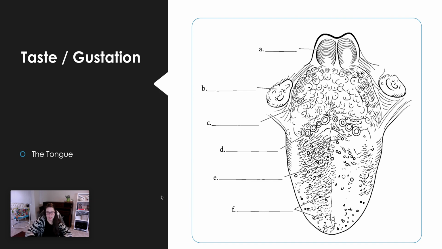Taste is also known as gustation. A couple of structures are in this image. First off, you have the epiglottis. We're going to talk much more about this in the respiratory unit. The epiglottis essentially functions to direct food down the esophagus, whereas it then prevents food from entering the larynx. In other words, you don't want food entering your respiratory system.